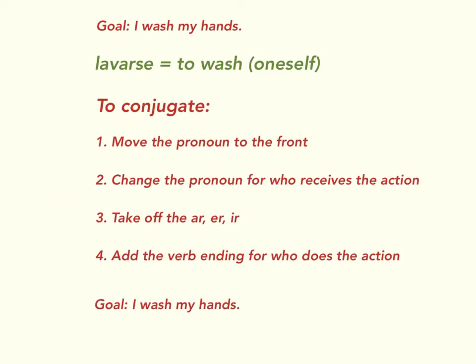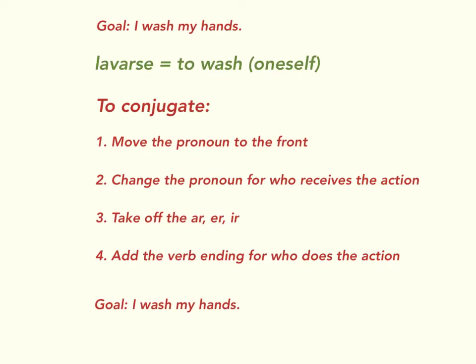Step number 2, change the pronoun for who receives the action. Think about that chart we just looked at, and you'll add one of those pronouns at the beginning, and you'll change it to show who's doing the action, whether it's myself, yourself, himself, herself, etc. And then the rest is just like conjugating a normal verb that you're familiar with how to do already. Step number 3, take off the AR, the ER, or the IR. And then finally, we're going to add the verb ending for who does the action.